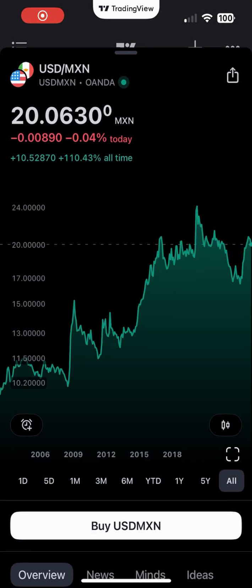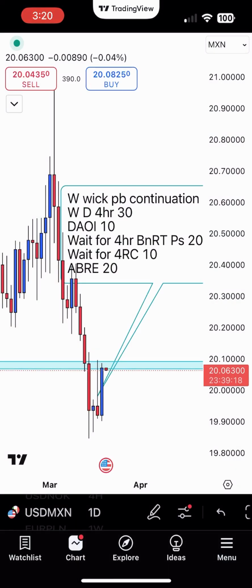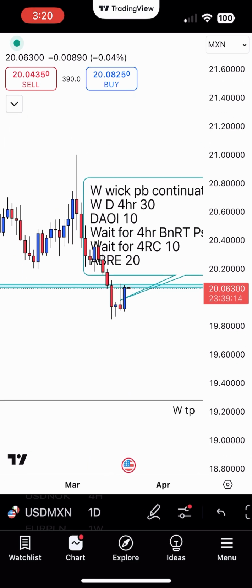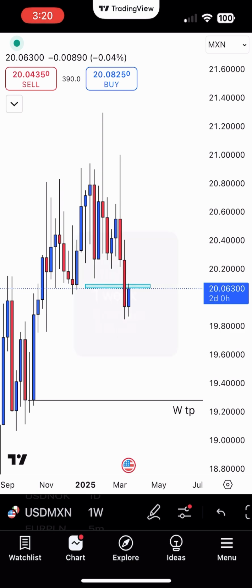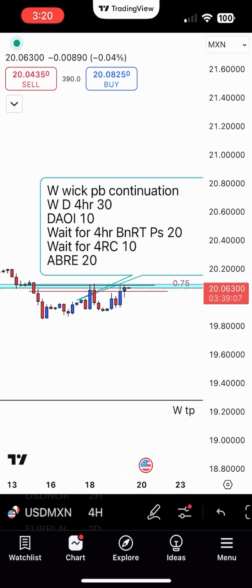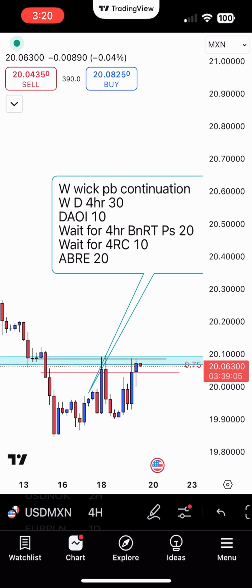Okay, so basically now we're doing the breakdowns. So we're starting with USDNXN. Basically, this one has had the proper daily pullback. You can see it's a nice solid pullback. It's on a weekly wick continuation. We have nice confluences on here.